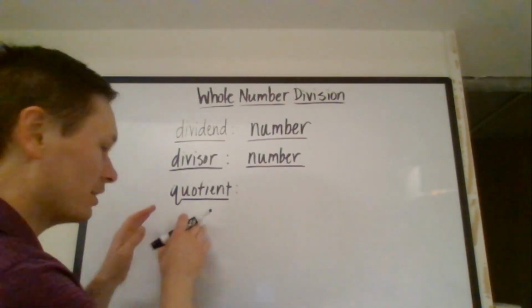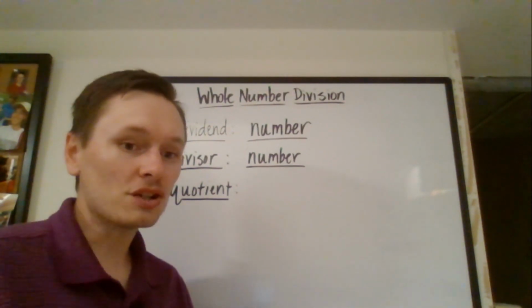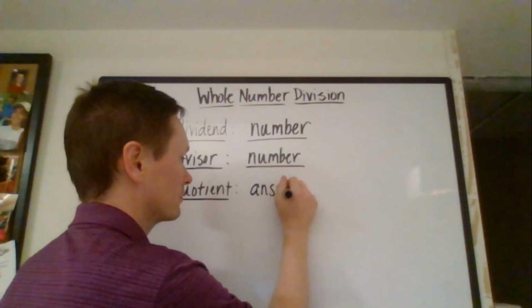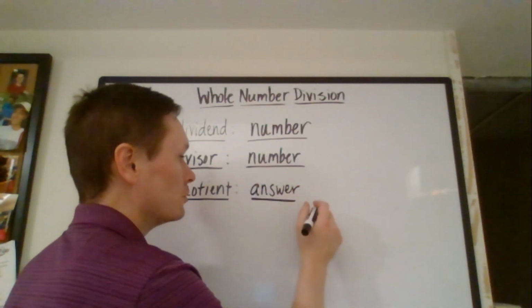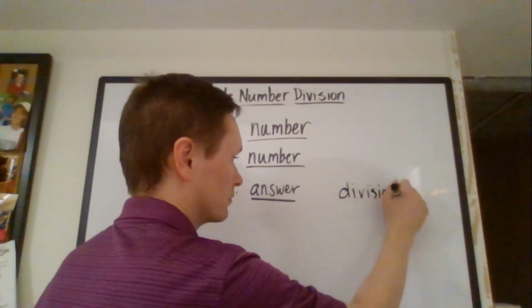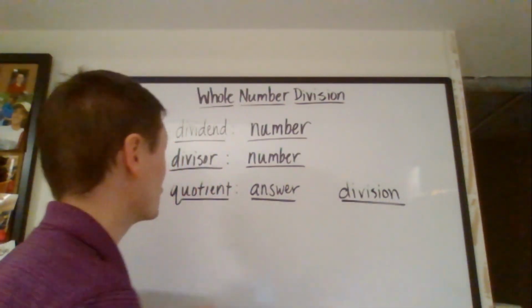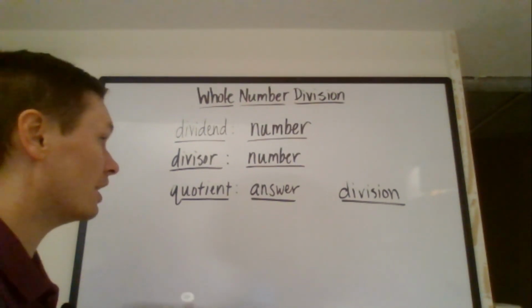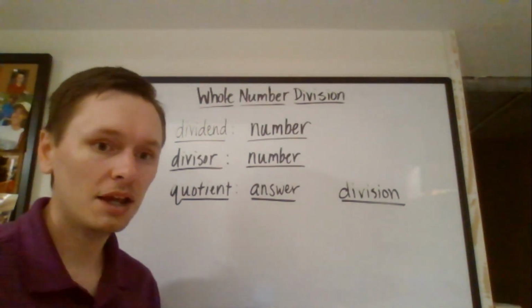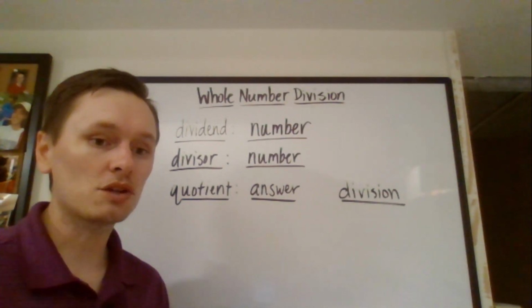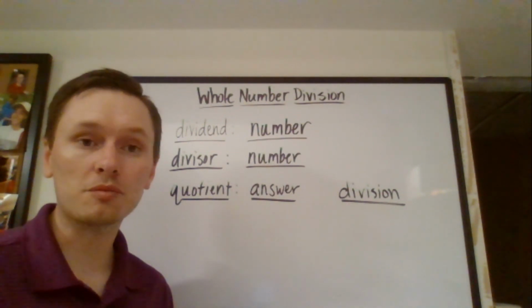Okay, so quotient. Sorry about that. The quotient is the answer to a division problem. All right, so those are your vocabulary words. You've heard them before, but just a refresher. Dividend, the number being divided. Divisor, the number by which a number is divided. And quotient, the answer to a division problem.